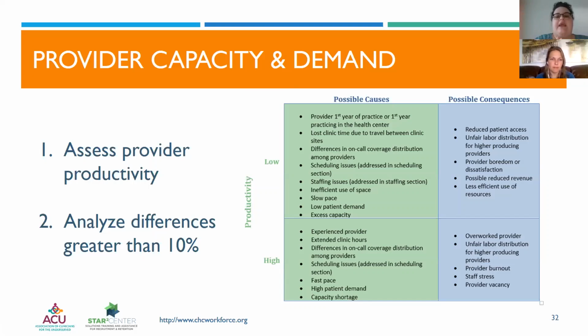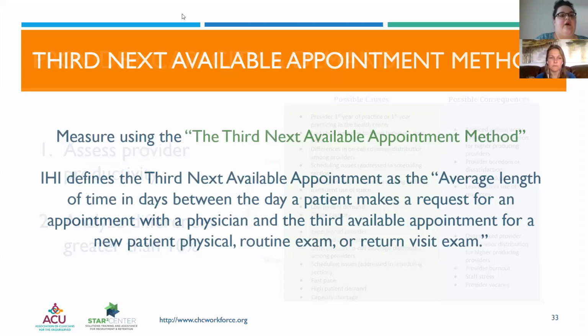So we lay it out as low productivity, what are the possible causes? And as you can see here, there's many different things, and then the possible consequences from that. High productivity, we think, oh, that's great, but it could also very quickly lead to things such as burnout, staff stress. So then you're losing someone who does great work simply because there's too much. So you can decide, okay, is this a situation where we really need to recruit someone? Or is it that we need to change the way that we do our staffing? We need more non-provider clinical help, whatever it may be, in order to really have a good balance in your health center.